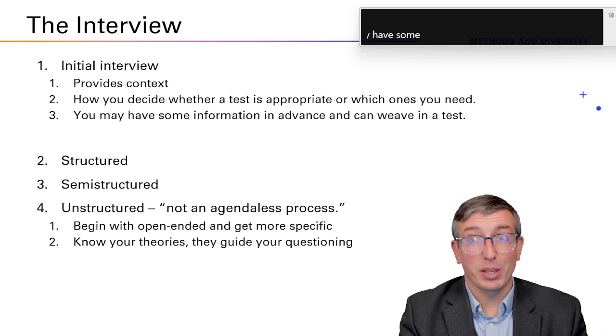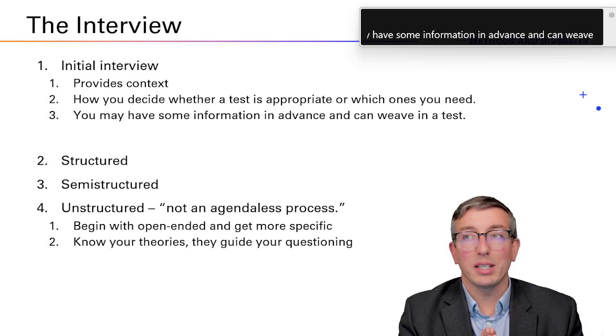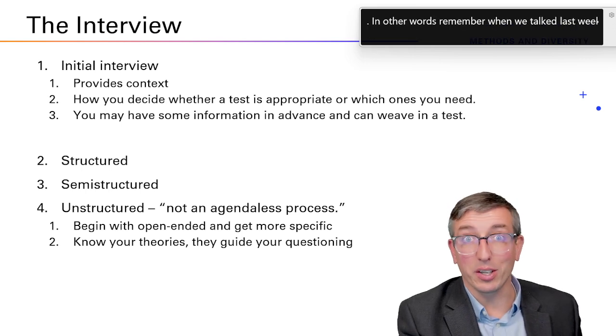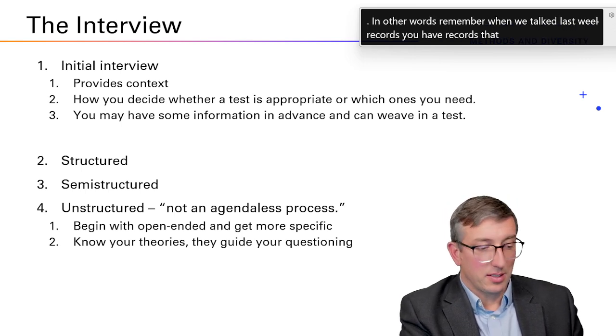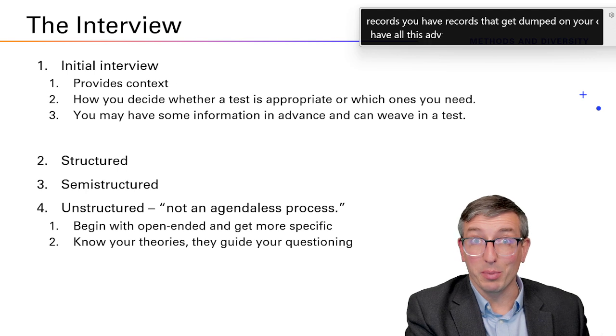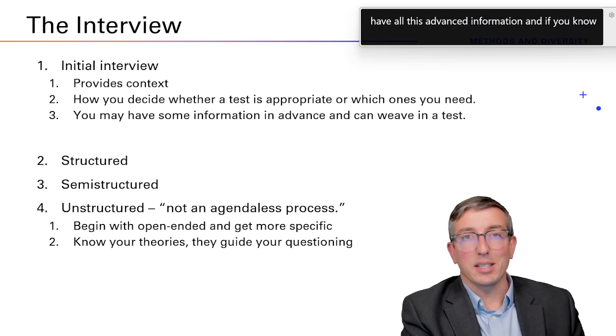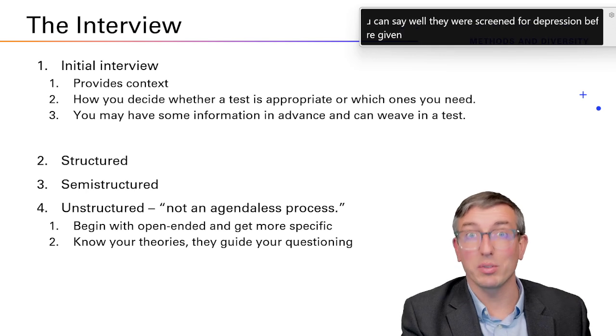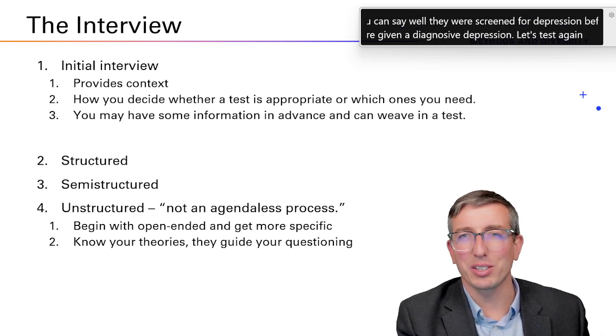You may have some information in advance and can weave in a test. In other words, remember when we talked last week about getting records? You have records that get dumped on your desk and you have all this advance information. And if you know that, then you can say, well, they were screened for depression before and they were given a diagnosis of depression. Let's test again just to make sure, something like that.